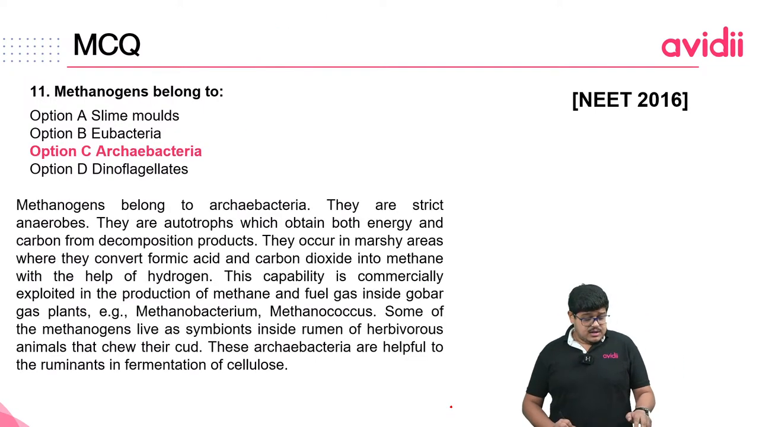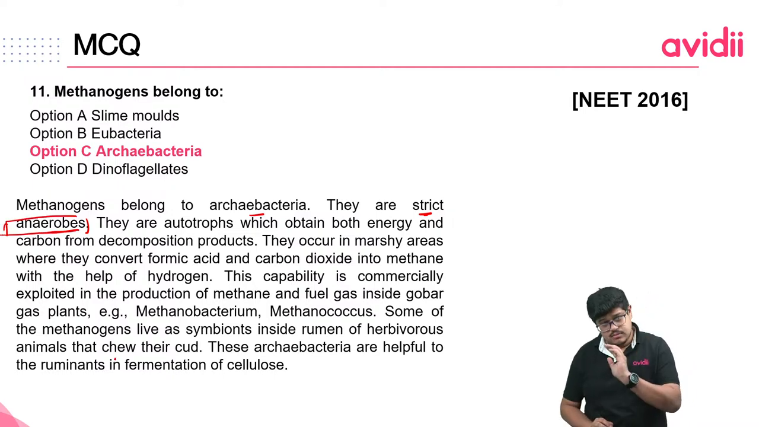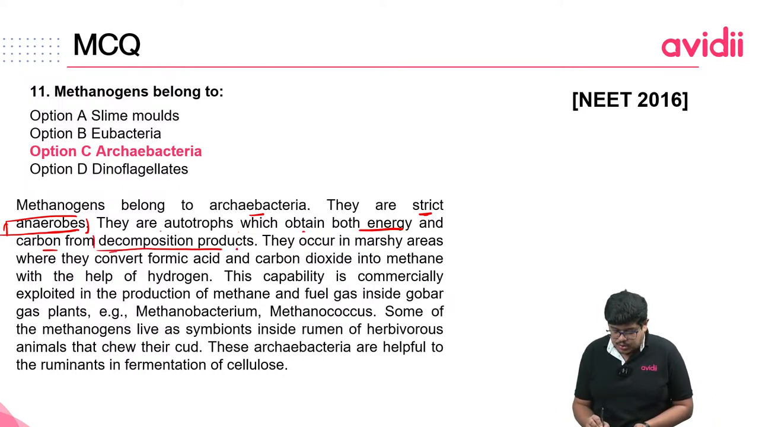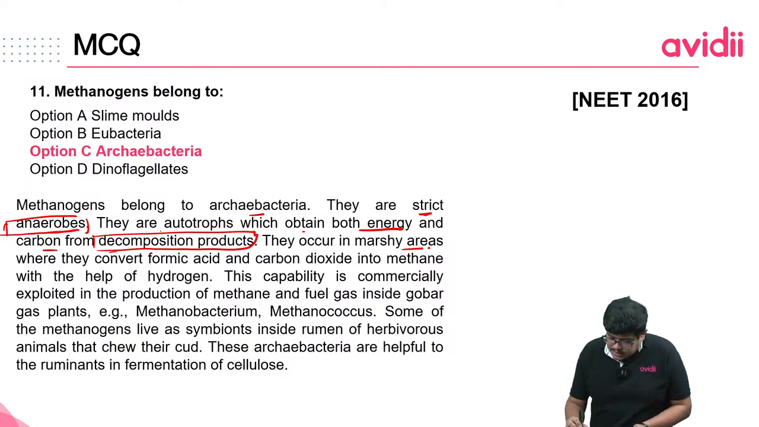Okay, so methanogens belong to archaebacteria and they are strict anaerobes, very important, these are strict anaerobes, oxygen they are not liking. They are autotrophs which obtain both energy and carbon from the decomposition products. So whenever decomposition is occurring, they act on it, thereby producing methane. They occur in marshy areas where they convert the formic acid and carbon dioxide into methane with the help of hydrogen.